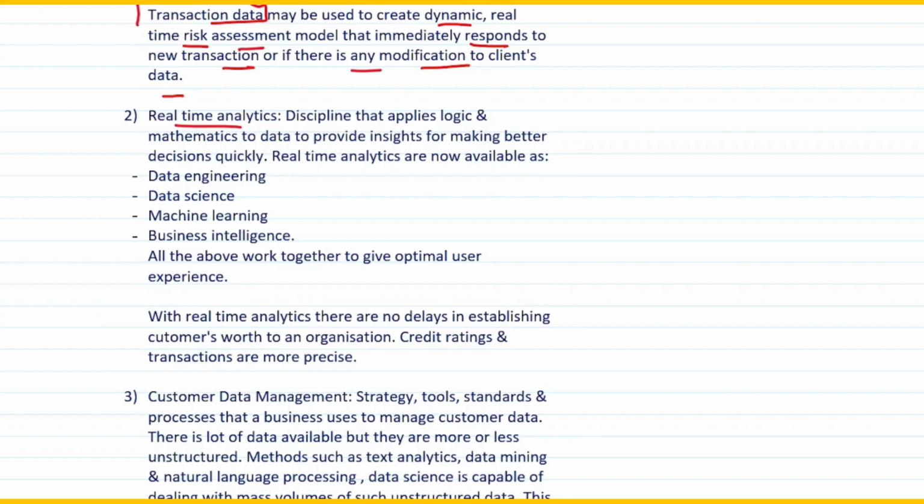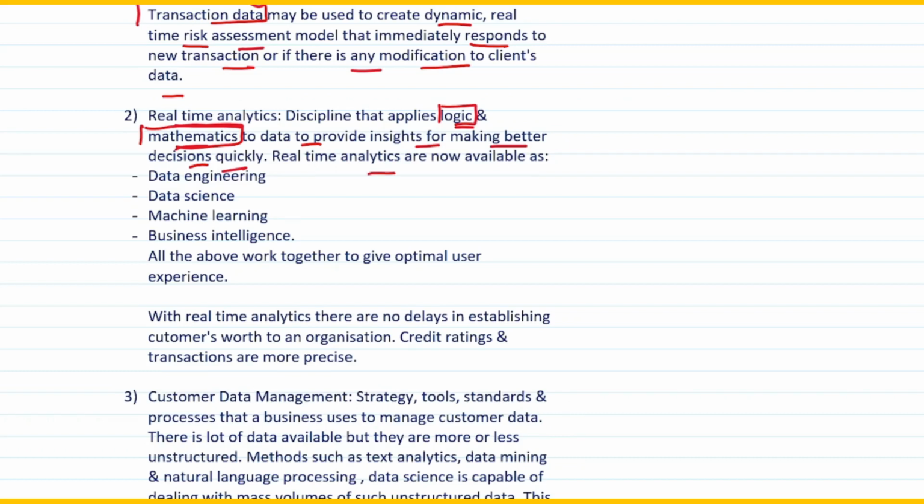Now let's look at what the content is telling you. Discipline that applies logic and mathematics. So two things are applied in real time analytics. One is logical reasoning and one is mathematical reasoning, right? This discipline is applied where? This is applied to data to provide insights. For what? For making better decisions quickly, right? So basically you use logic and mathematics on data in order to make better decisions, right?